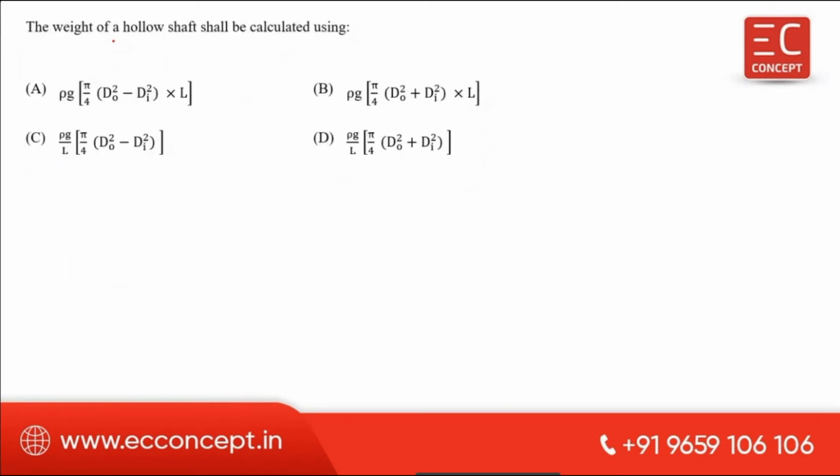Now, the weight of a hollow shaft shall be calculated using... So this is the weight of a hollow shaft. We know that weight is equal to what? Volume into density. Volume of hollow shaft is pi by 4, outer diameter squared minus inner diameter squared.